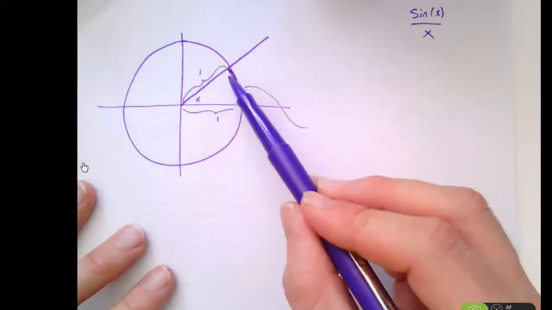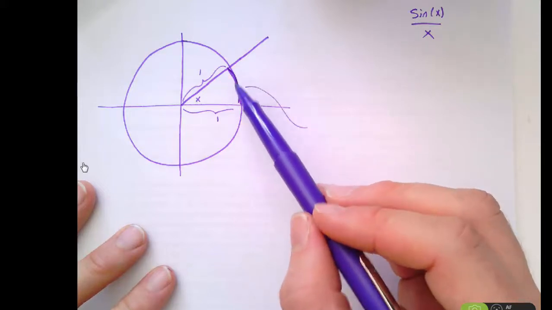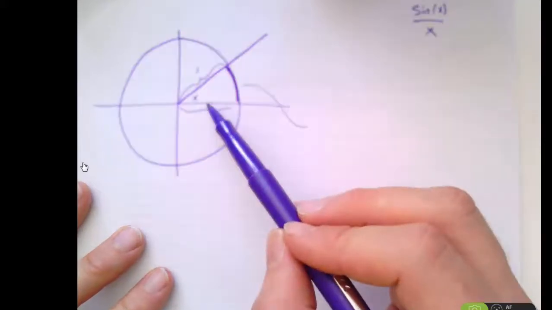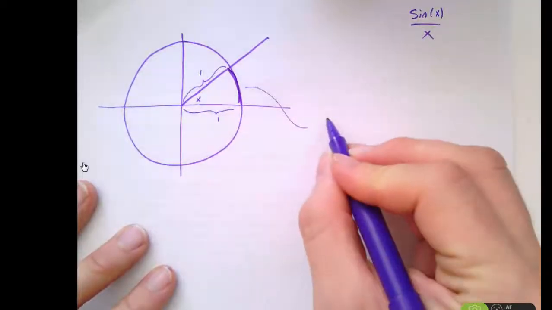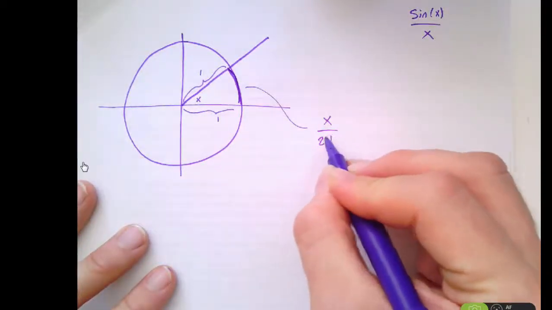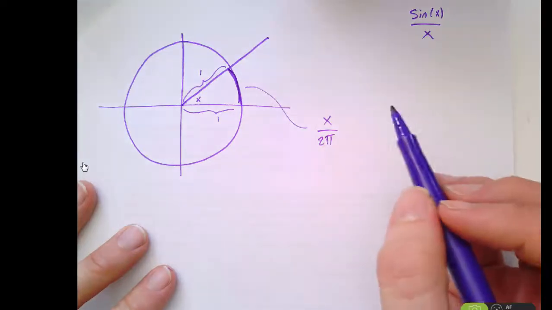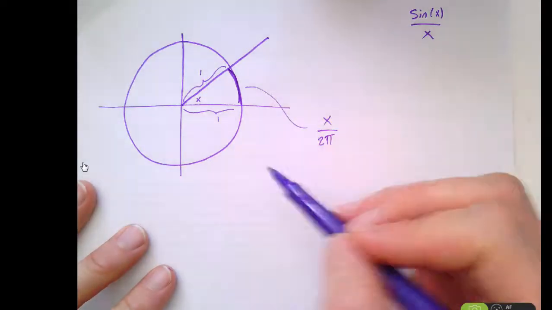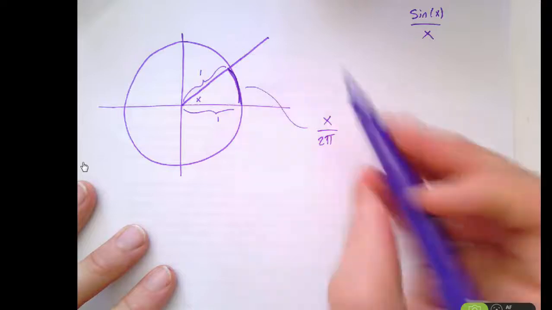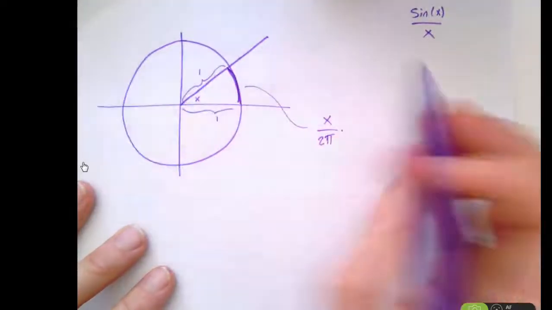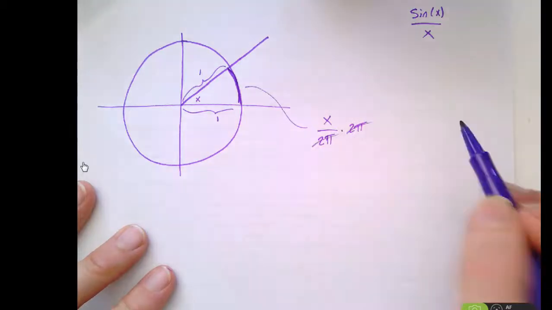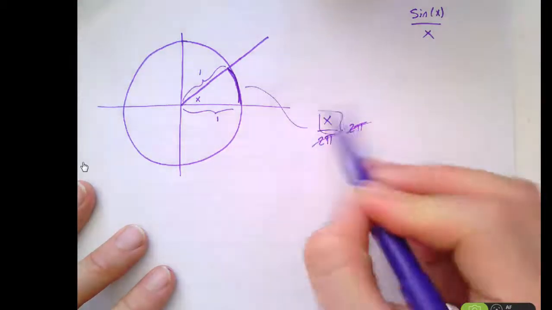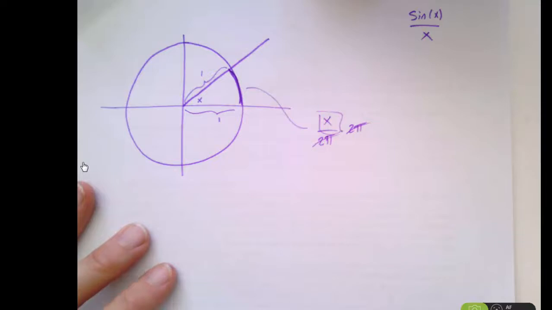If I want to know what percentage of the entire circle this angle is, that's going to be x divided by 2 pi. Now, if I multiply that percentage by the entire circumference, that should tell me how long just that sector is, the length of that sector. So, if I multiply that by 2 pi, I've got that the length is just x, which is one of the nice properties about radians.